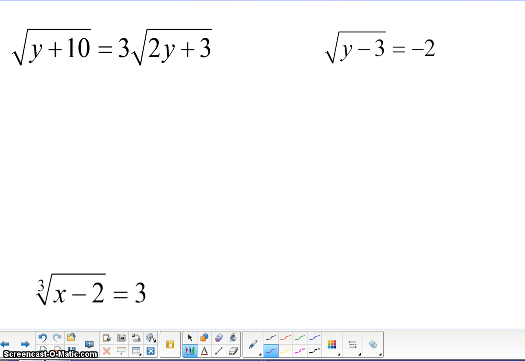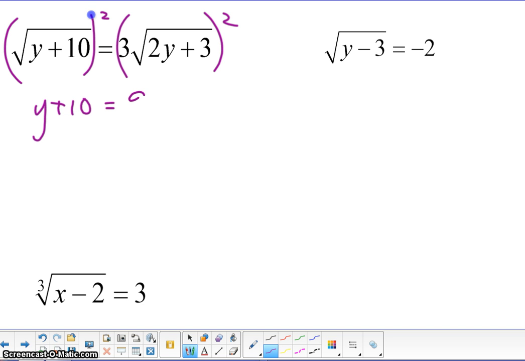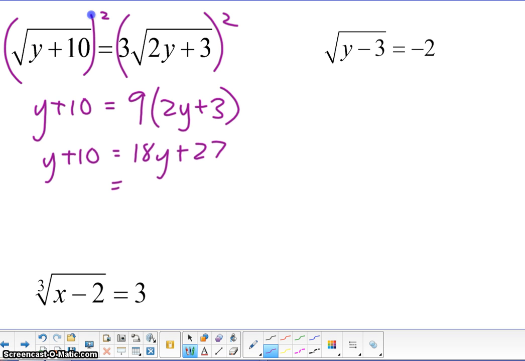Very similar to the previous one. We have to go right to squaring both because there are two radicals. This is going to be y plus 10. This is going to be 9 because we are squaring the 3 and squaring the radical. So y plus 10 equals 18y plus 27. And 17y equals a negative 17, it looks like. And so y is going to equal negative 1.